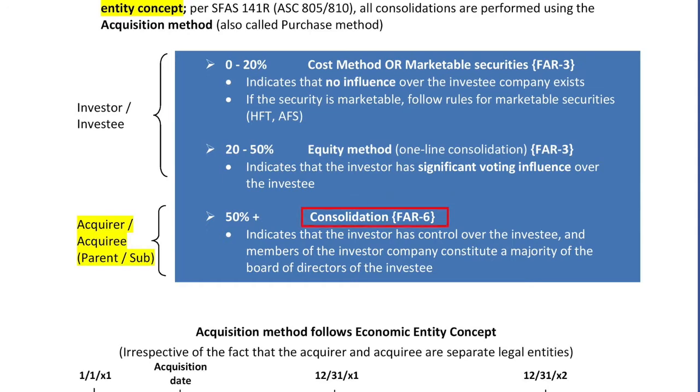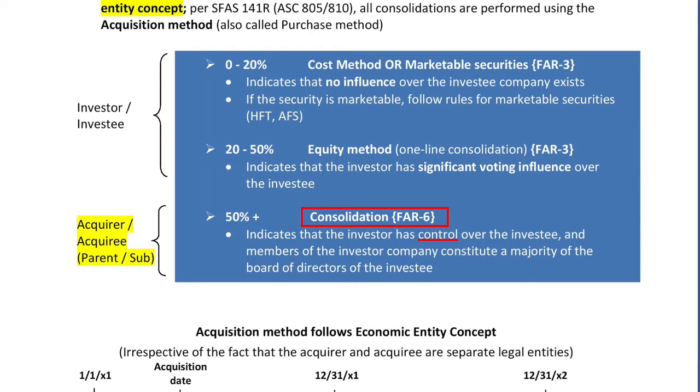Now naturally, this implies that the acquirer has underlying control over the acquiree. The parent controls the subsidiary. So this is called the acquisition method, where we're looking at one economic entity.